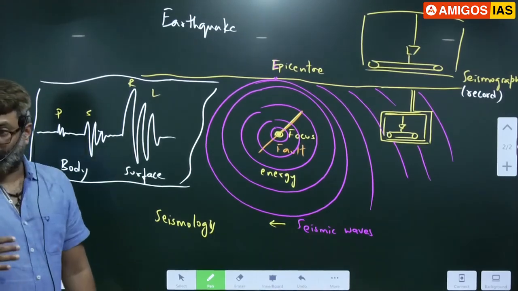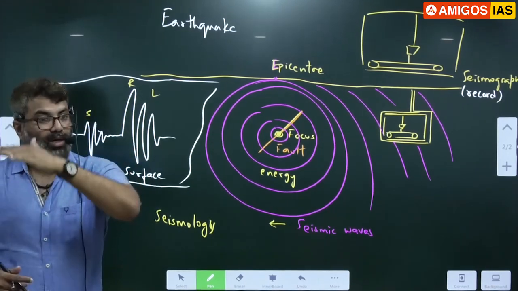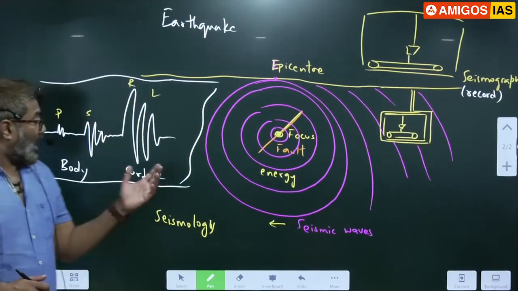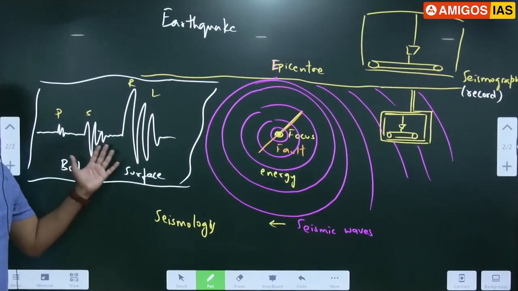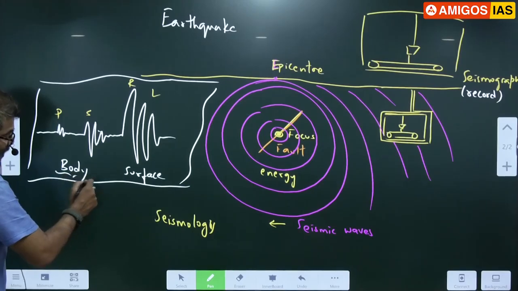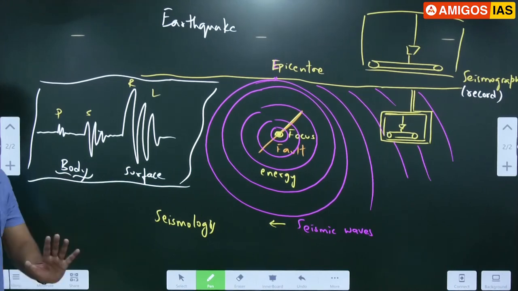Which are the different layers? Yesterday, remember I told you we have so many layers: continental crust, oceanic crust, upper mantle, lower mantle, outer core, inner core, like that, various layers of the earth interior. With the help of these waves only, we came to know that the outer core is liquid and the inner core is solid. Please write. With the help of body waves, we came to know about the earth's interior.